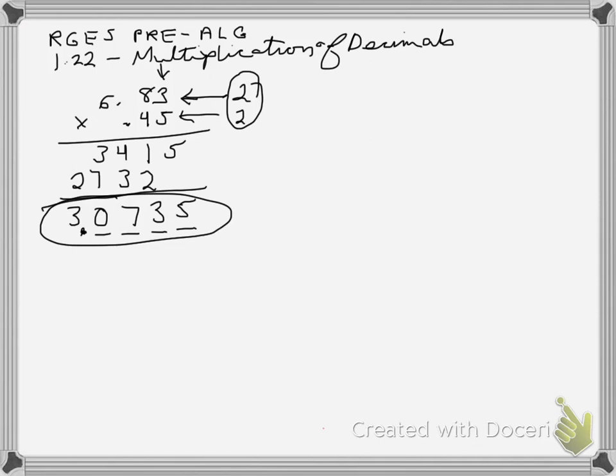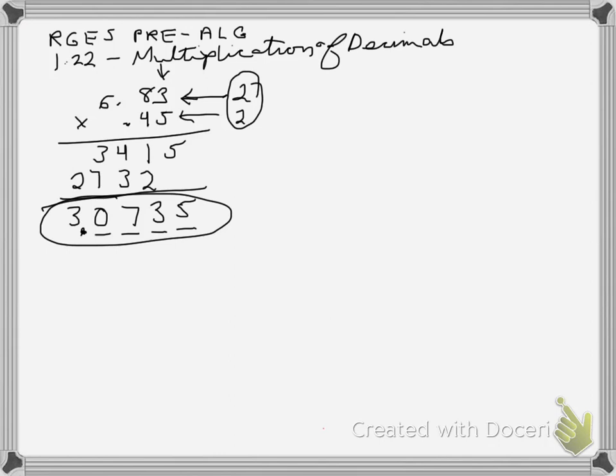Multiplication of decimals. Line them up like you did for whole numbers. Multiply out as though they were whole numbers. And for your final step, add up all the decimal places in both factors, and that's how many decimal places there will be in the final answer. Very straightforward.